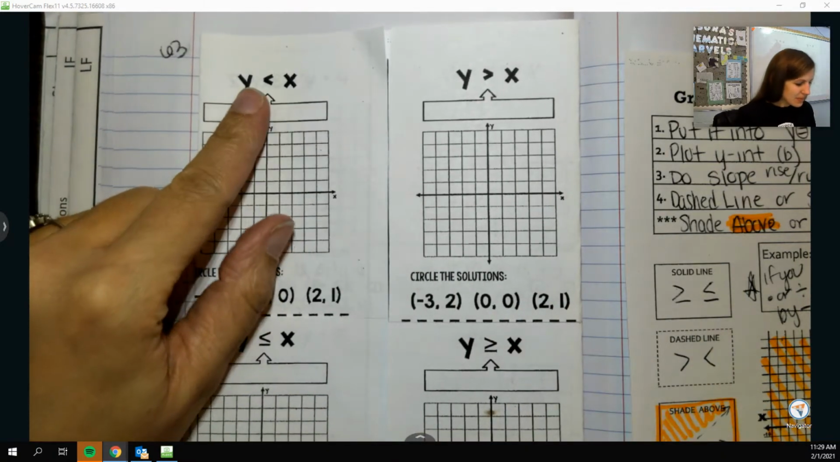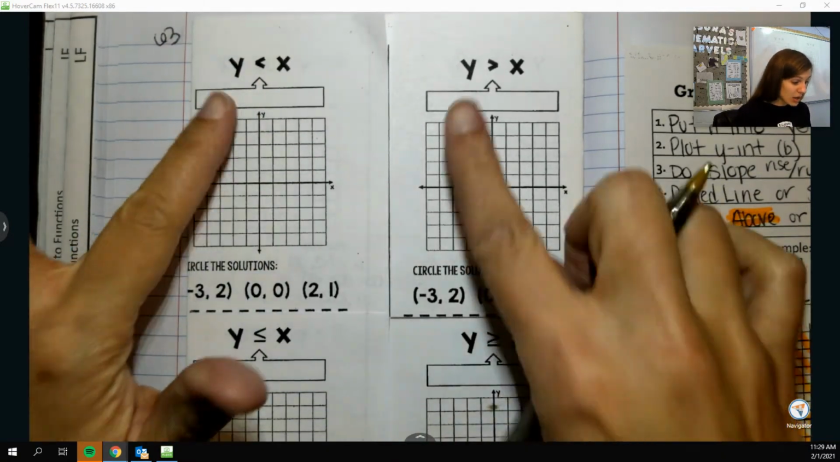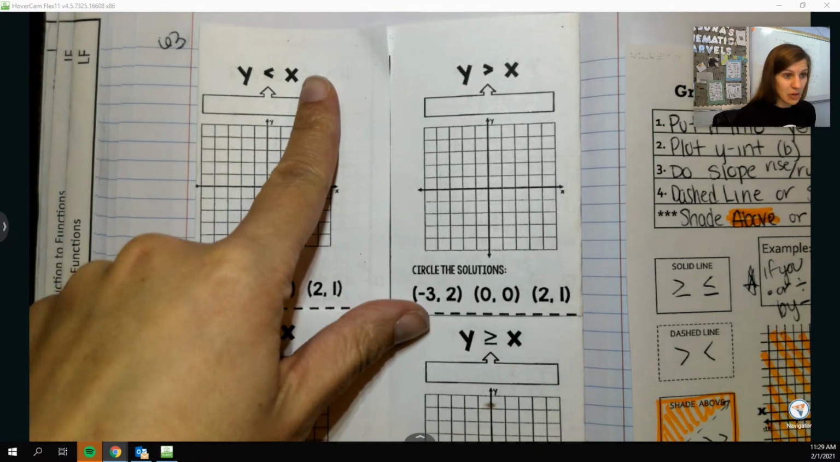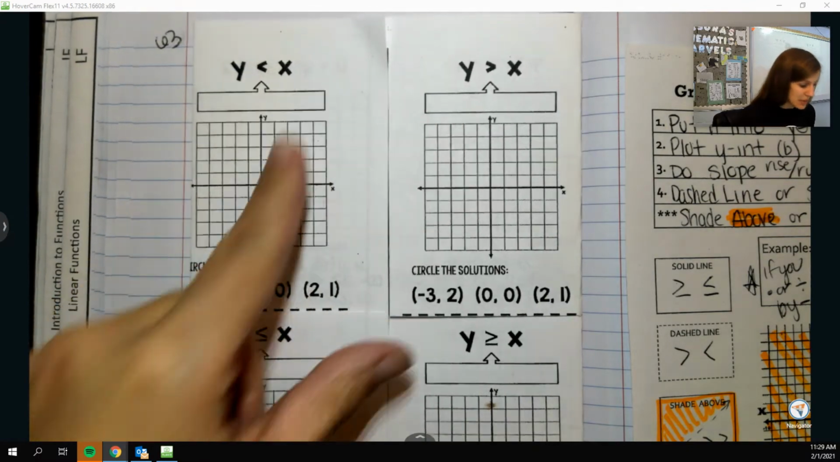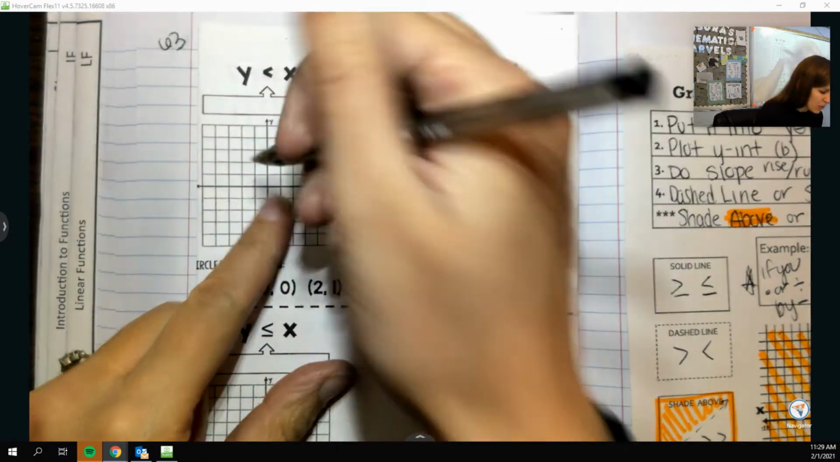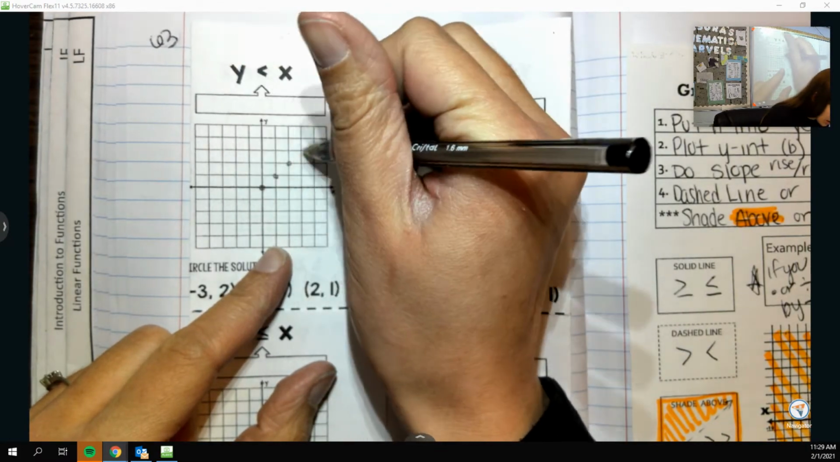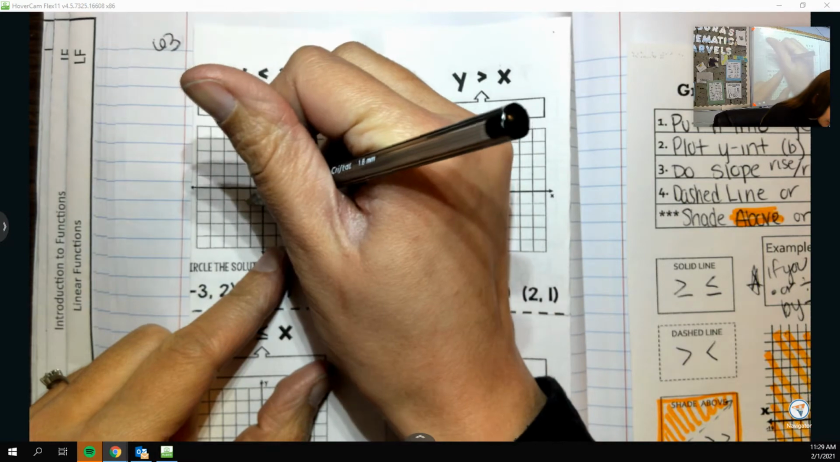Okay. Now, if I look at the front here, all of these already have y all by themselves, so we don't need to worry about that first step. What I should be thinking about is what is my y-intercept and what is my slope. There is no number being added or subtracted, so my y-intercept is 0, and this has a slope of 1, so up 1 over 1, up 1 over 1. So we get this line here.